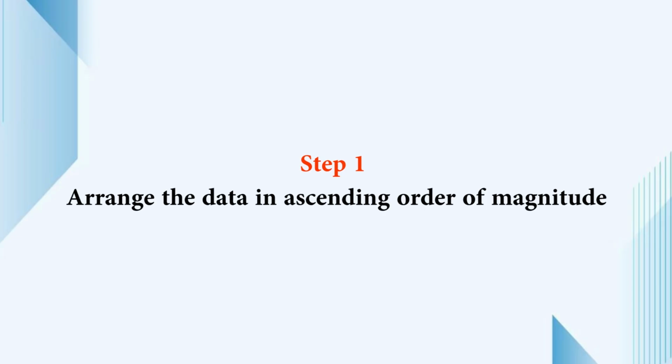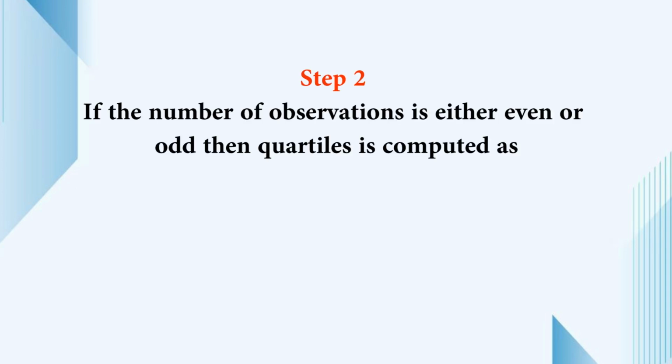Now, we shall see how to compute quartiles for ungrouped data. First, arrange the data in ascending order of magnitude. Then, if the number of observations is either even or odd, quartile is computed using the formula: quartile is equal to R into n plus 1 divided by 4th value.